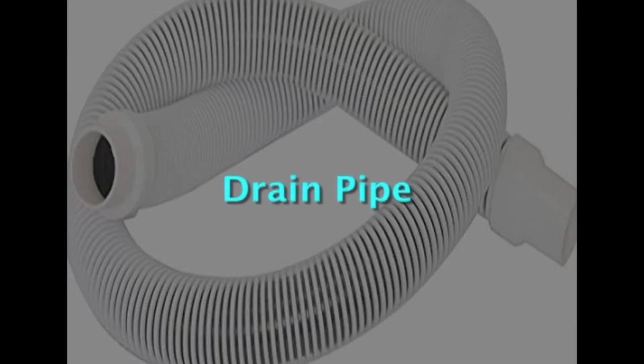Drain pipe. The drain pipe enables removing the dirty water that has been used for the washing purpose. What are the types of washing machine? Depending on the position of loading the clothes in the washing machine, there are two types of washing machines: top loading and front loading washing machines.